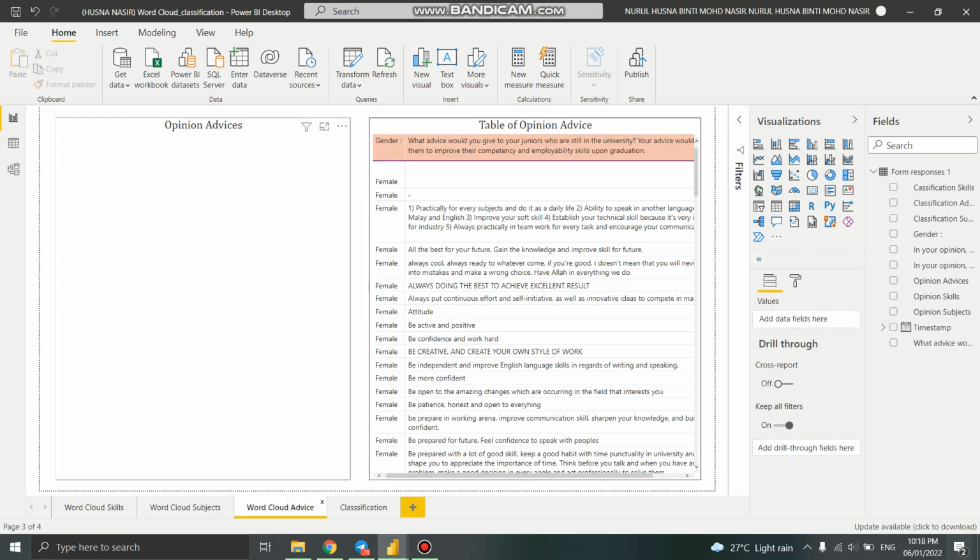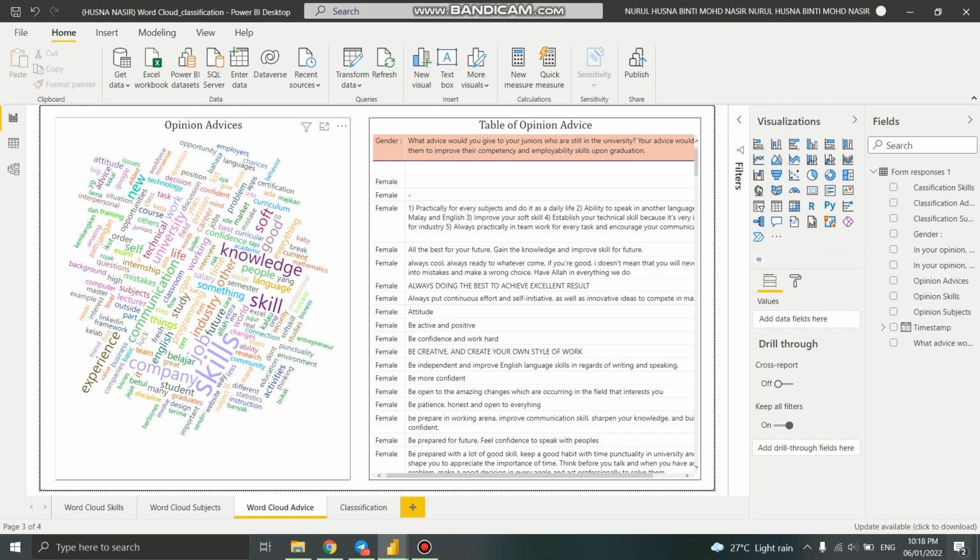Next is open advice. It is the same as the other word clouds. It shows the words of the data about open advice. What advice would you give to your juniors who are still in the university? So these are the results of the advice that have been gathered.